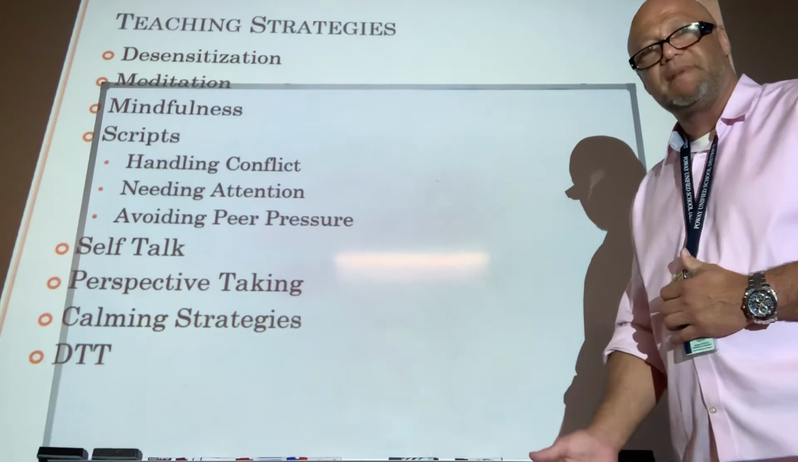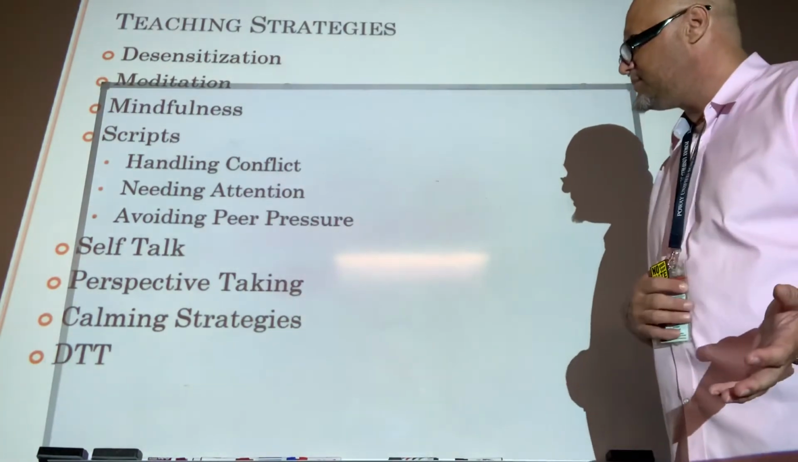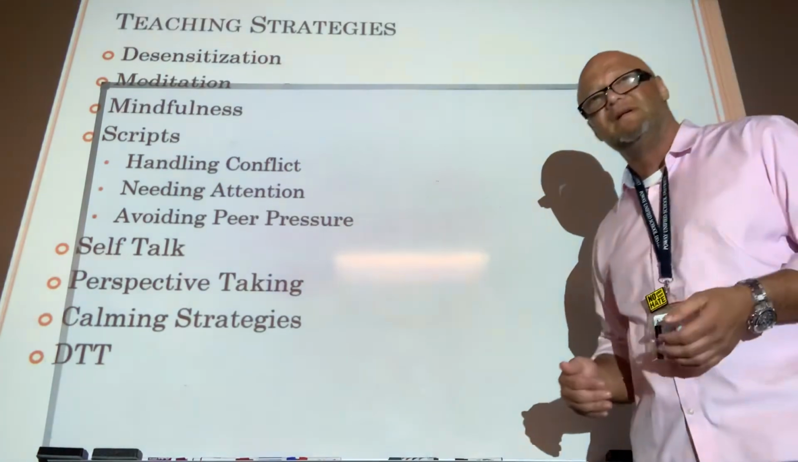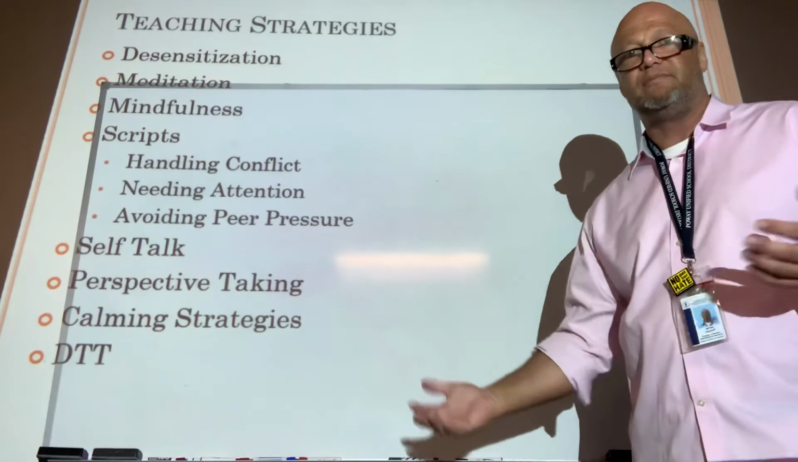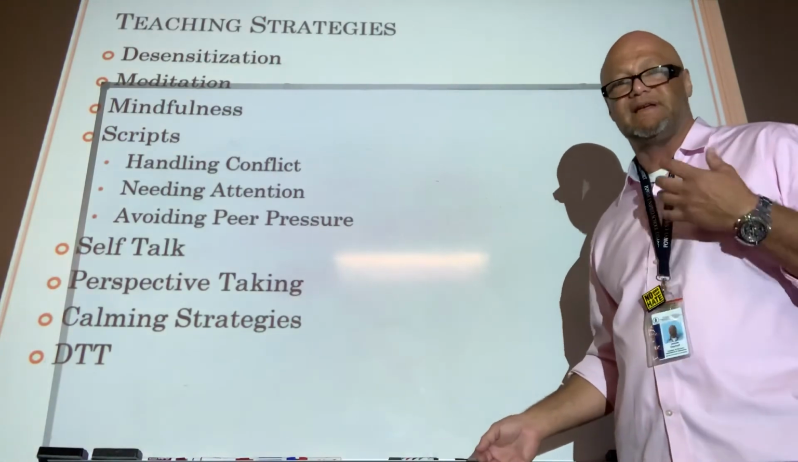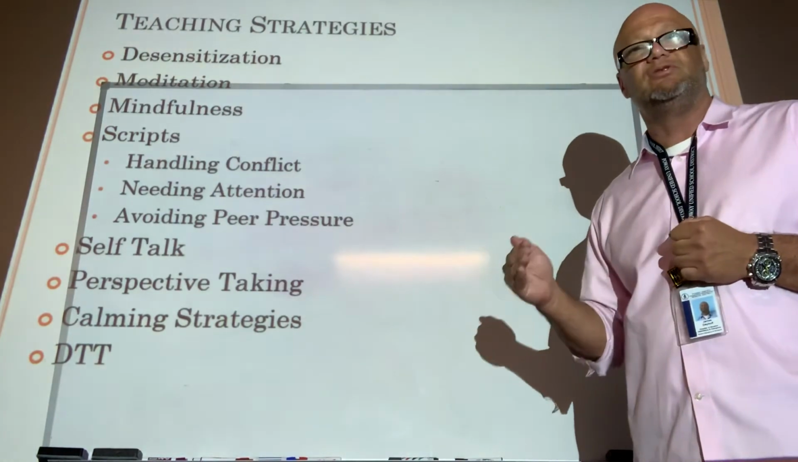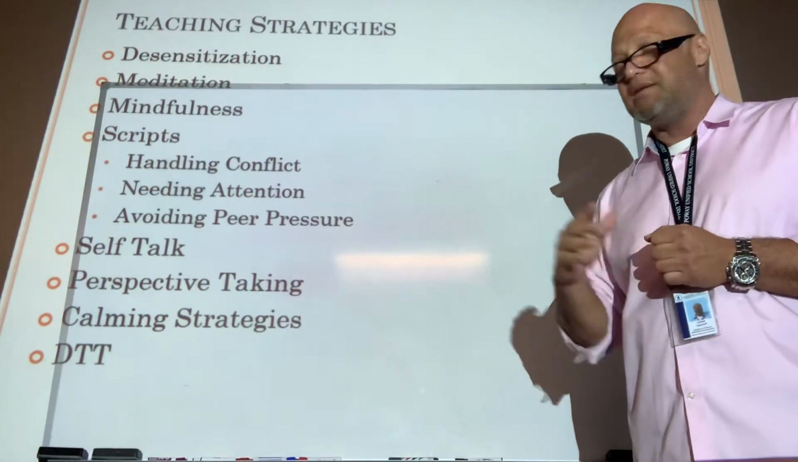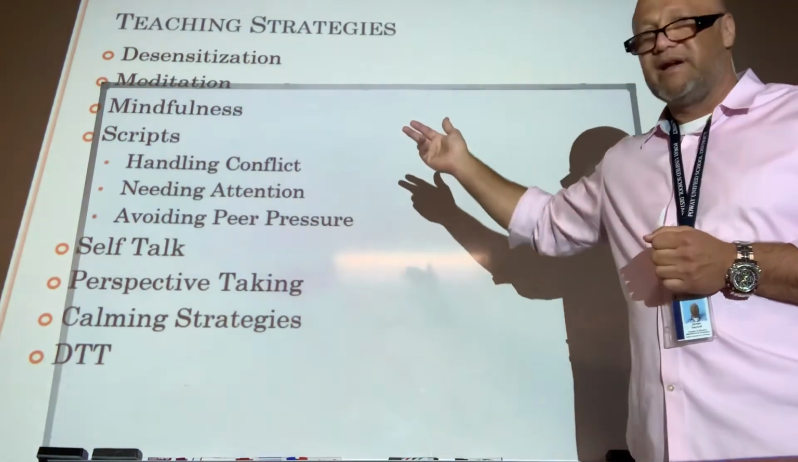Or a script for when, instead of doing something maladaptive to gain attention, there's another way they can do that. Or handling conflicts, instead of sliding into this maladaptive, breaking things, aggression, saying things you don't mean. Give them a script they can use to handle it right then, and maybe even another strategy to help them calm.